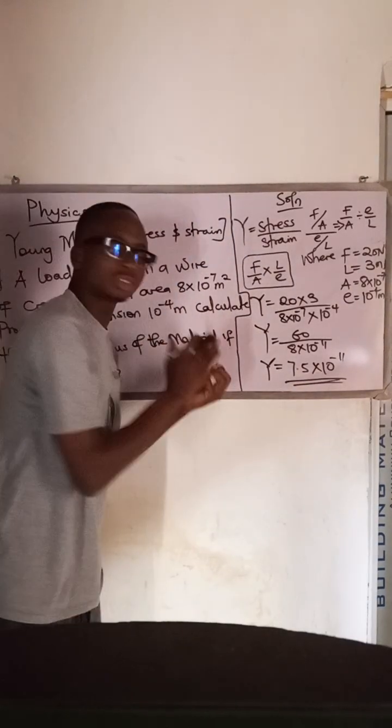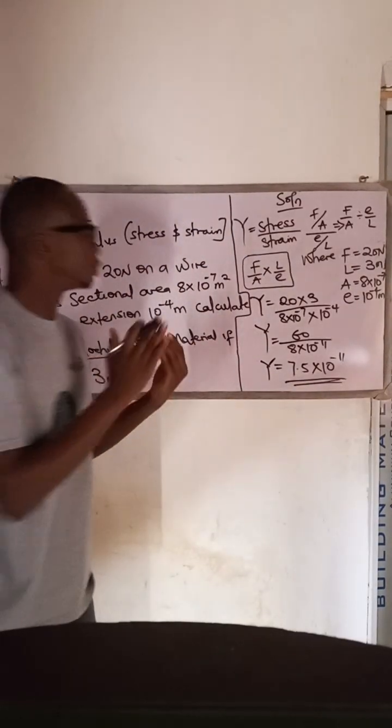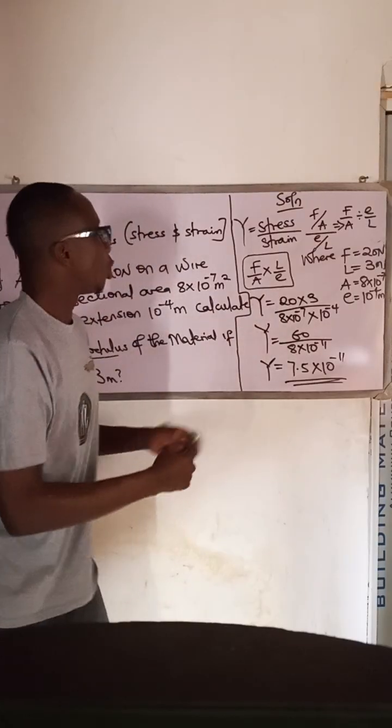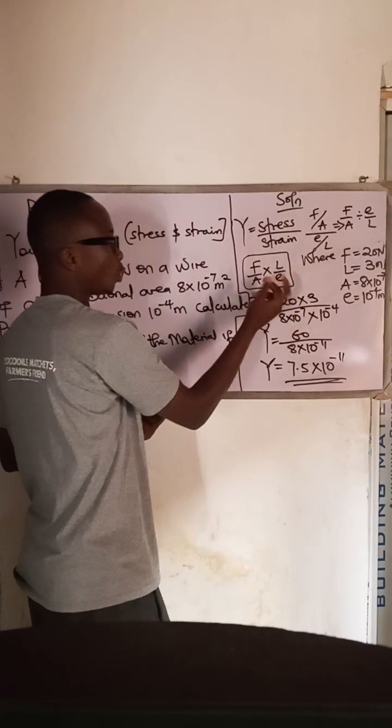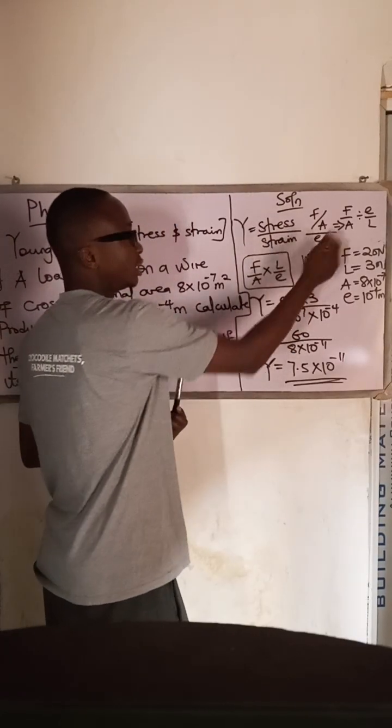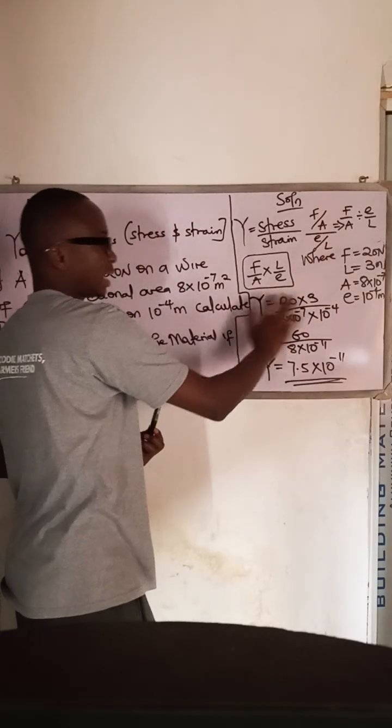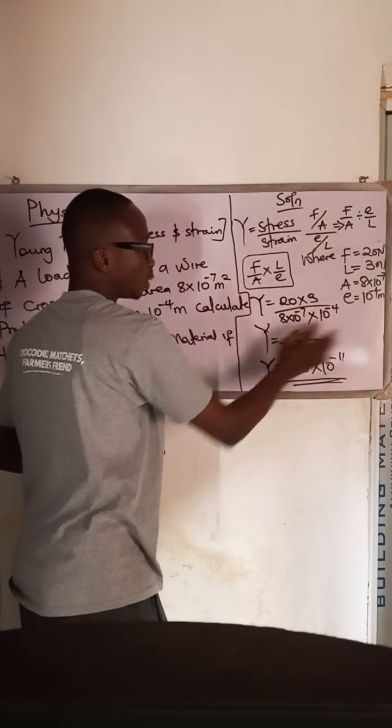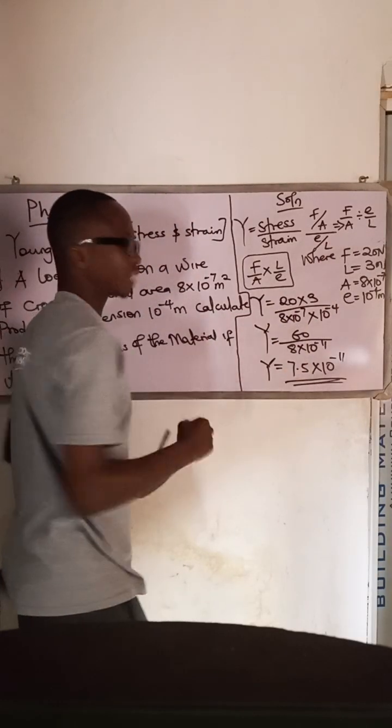Please, this is just very, very simple. Follow the process. It's a step-by-step process. Understand how I got this formula from stress over strain. I took the reciprocal and I solved. In this case, when I got to this point, I did simple indices and I arrived at the final answer.